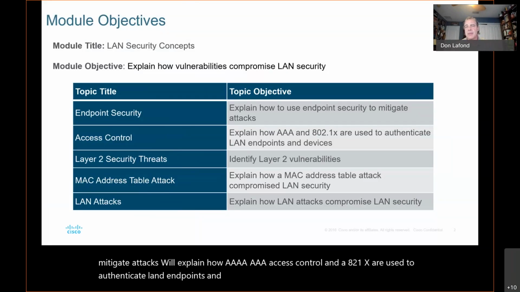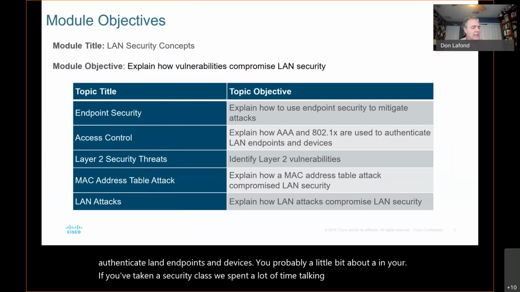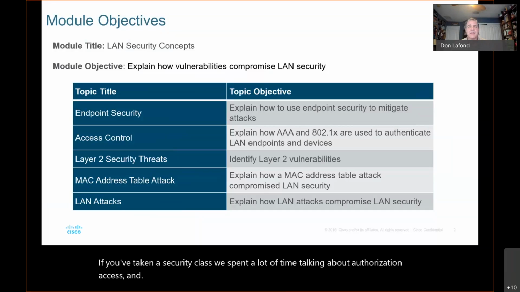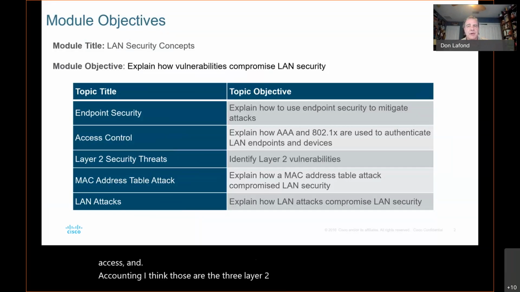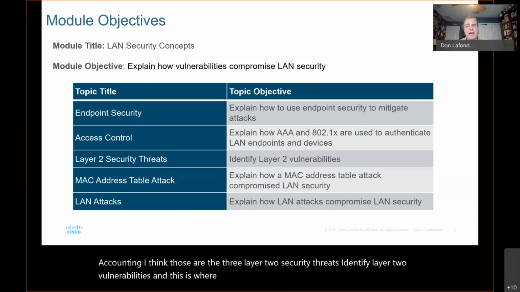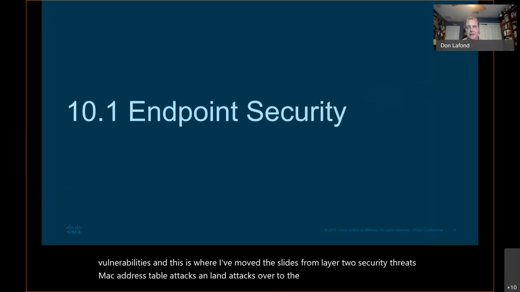You probably know a little bit about AAA if you've taken a security class. We spend a lot of time talking about authorization, access, and accounting. I think those are the three. Layer 2 security threats, identify layer 2 vulnerabilities. And this is where I've moved the slides from layer 2 security threats, MAC address table attacks, and LAN attacks over to the second presentation. I'll show you when we get there.